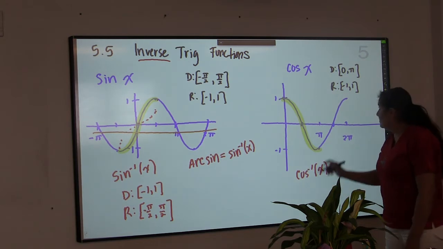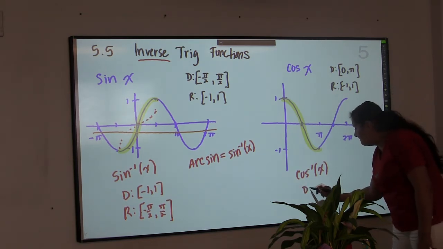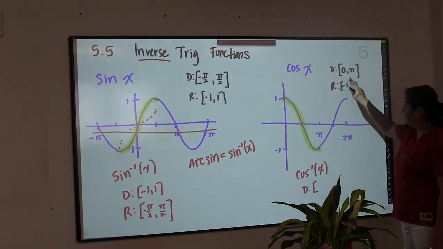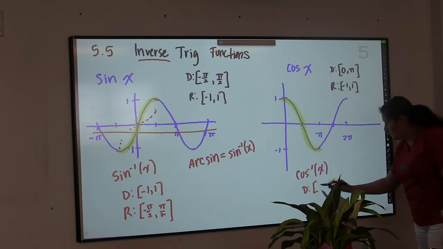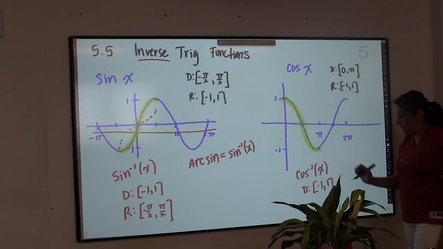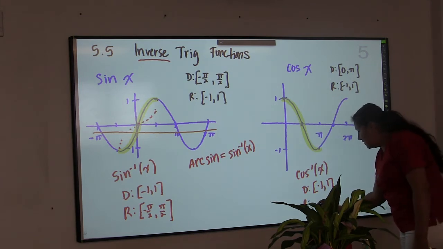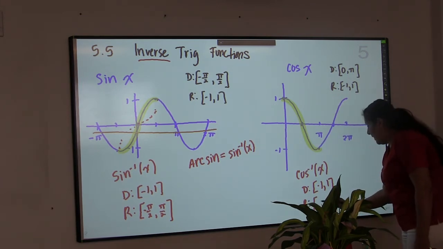So for cosine inverse, same thing, we're going to go backwards. The domain is going to be negative 1 to 1. So both functions have the same domain, but the range of this function is going to be 0 to pi.